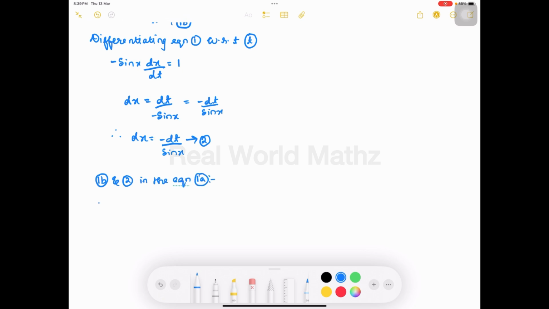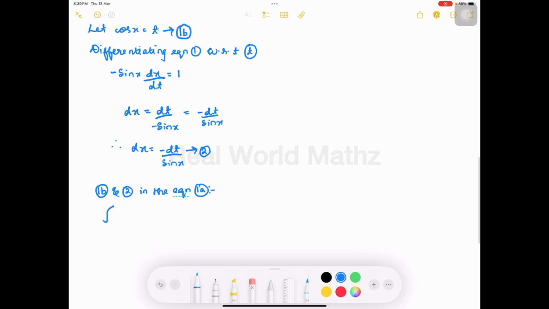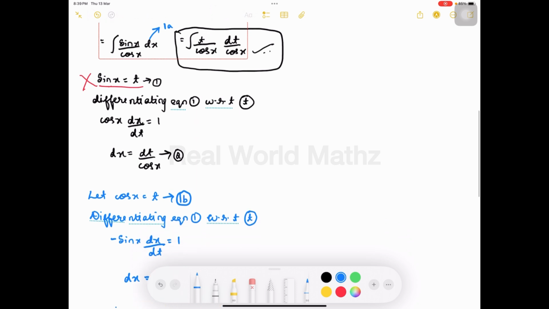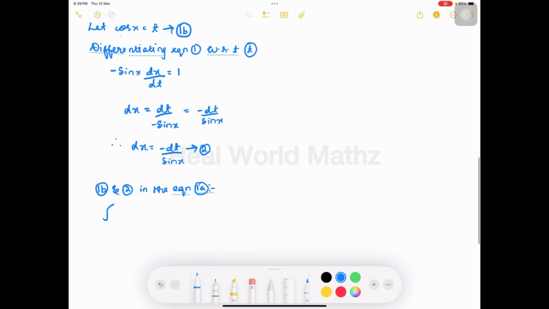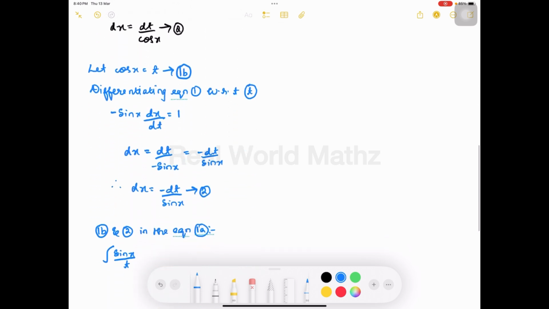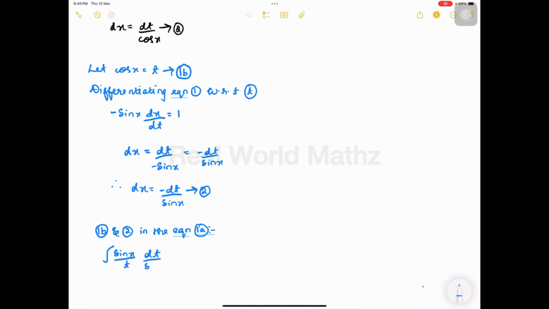So let's substitute, which means we get the integral of, what have we taken? Sin x by cos x dx. So I've substituted cos x as t, so I write sin x as it is. In place of cos x, I take it as t. Now if you notice, we have written it as dx. So in place of dx, I shall substitute dt by sin x, and of course the minus symbol.